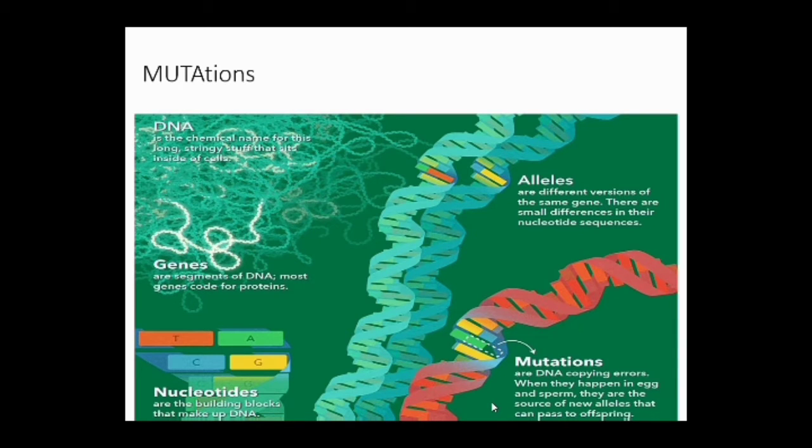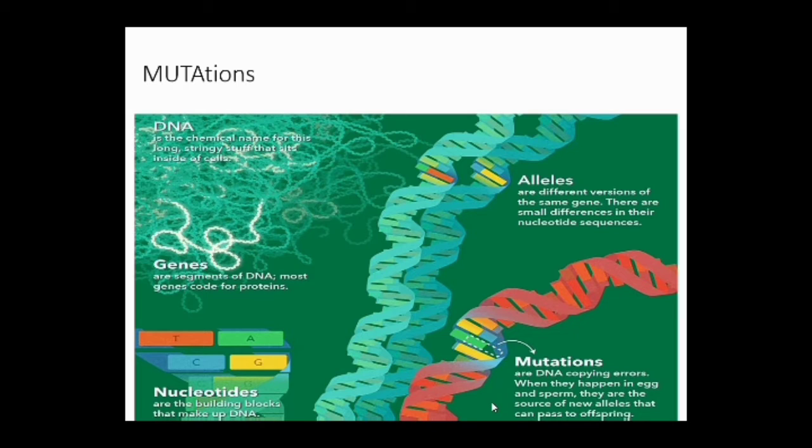DNA, genes, nucleotides, alleles, and mutation. DNA is the chemical name for this long, stringy stuff that sits inside of cells. Genes are segments of DNA. Most genes code for proteins. Nucleotides are the building blocks that make up DNA. Alleles are different versions of the same gene. There are small differences in their nucleotide sequences.